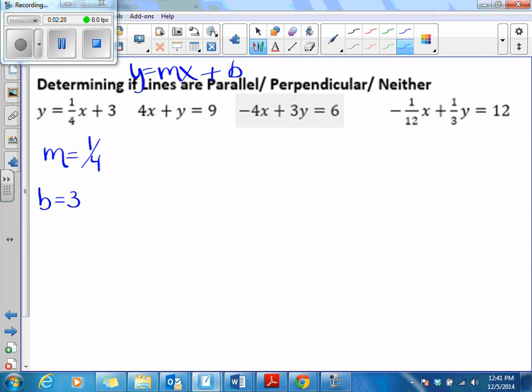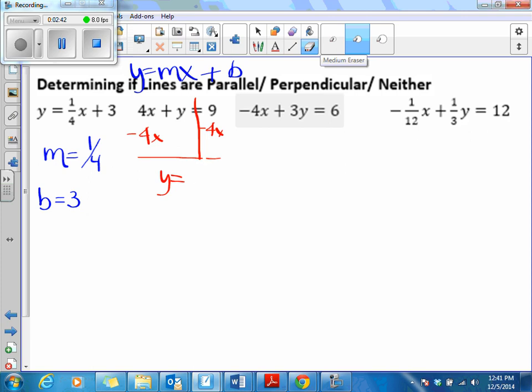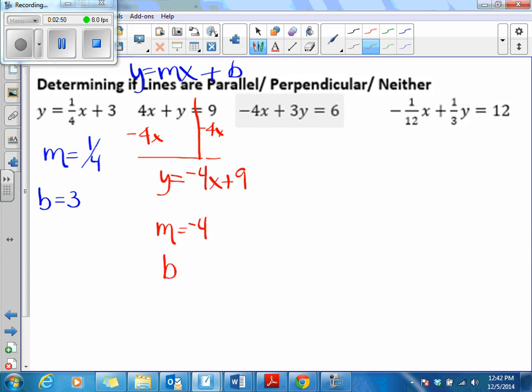All right? When I look at this second equation, I see very clearly that I have to solve for y. So I'm going to subtract 4x from both sides. And when I do that, I find out that y equals -4x plus 9. So the slope of this line is -4, and the y-intercept is 9.